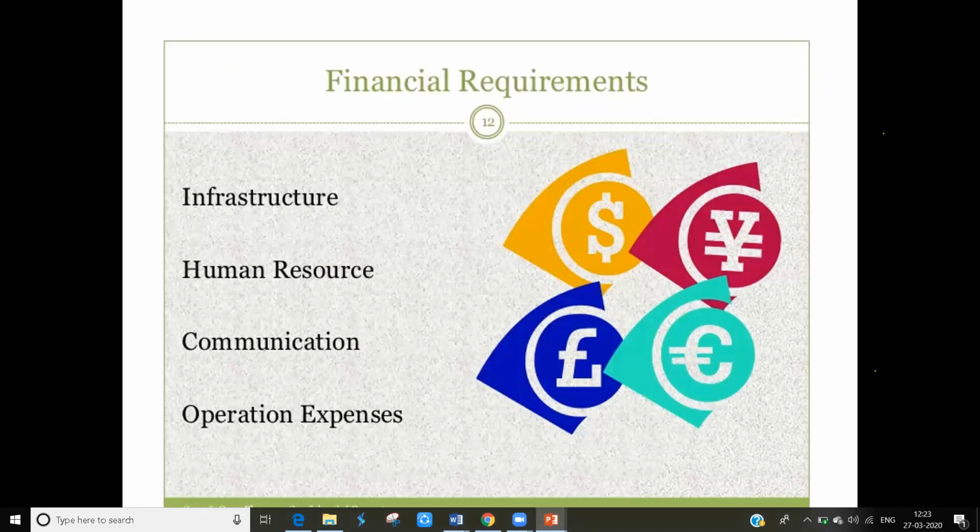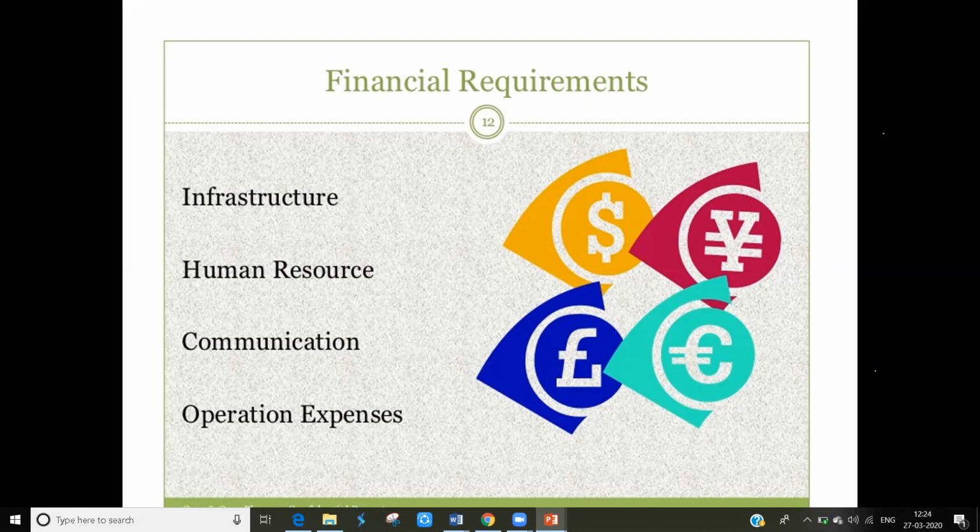For a pharmacovigilance center, financial requirements are a must. Without money, nothing can be done. Like any other thing, pharmacovigilance centers also need financial support. The same goes for infrastructure, because you need a place for setting up the center. You need computer systems, printers, internet, and all the required infrastructure, and human resources as well to collect the information and do the analysis.